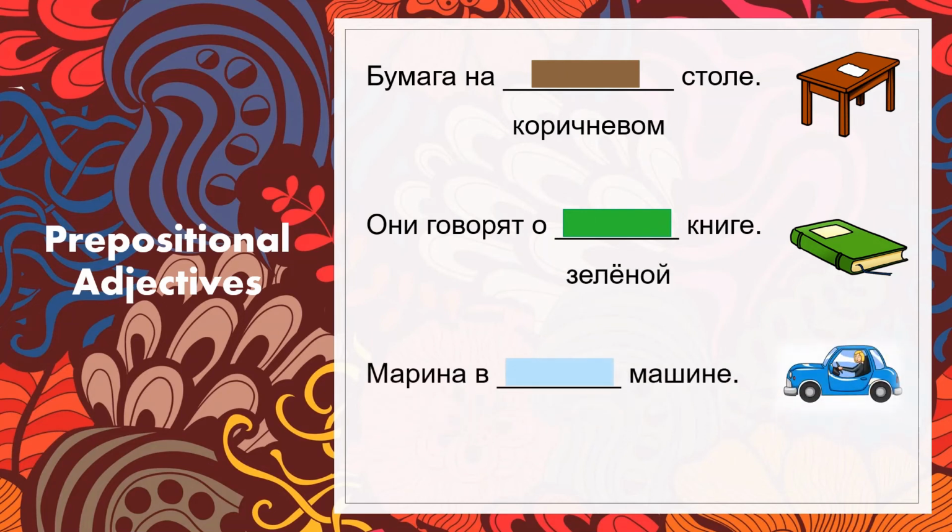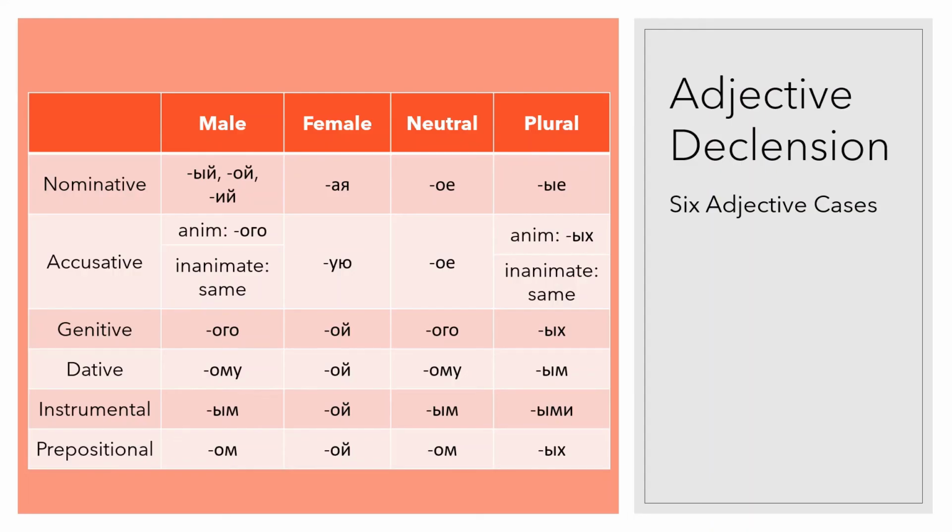And our last example, Marina в машине. Marina's in the car, but specifically the light blue car. Marina в голубой машине. Okay, so that is it for all 6 adjective cases. Here are all of the adjective endings summarized in this one neat table.